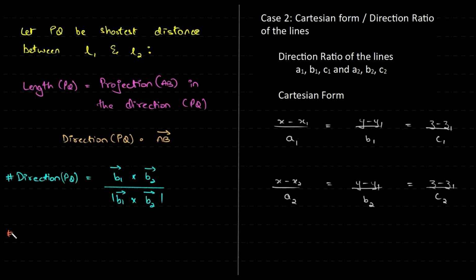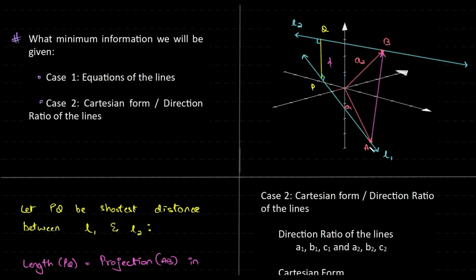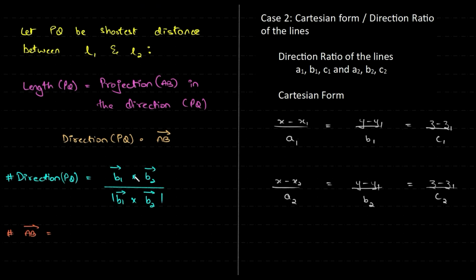And next is we have to figure out AB. How will we find AB? Vector AB is nothing but, have a look at it. We have to find AB. So it would be A1 minus A2 or A2 minus A1. Yes, it is A2 minus A1. So by the triangle of vector addition, A2 minus A1 will give us AB, right? This is as per the triangle law of vector addition.